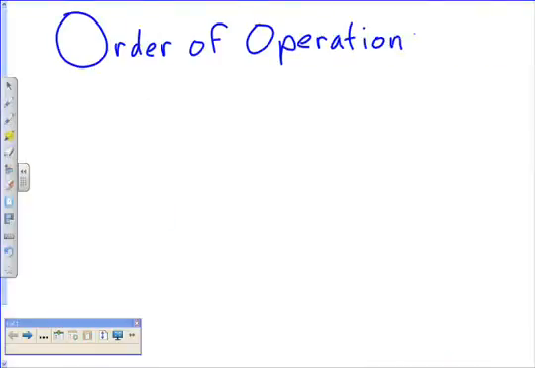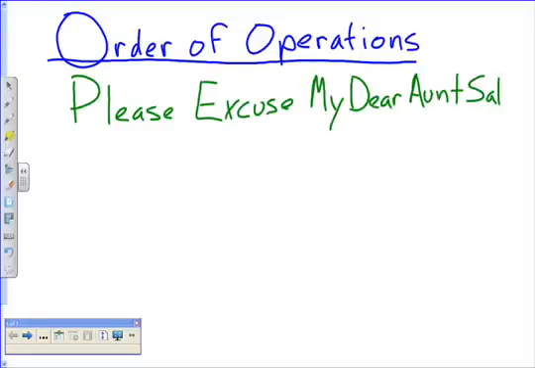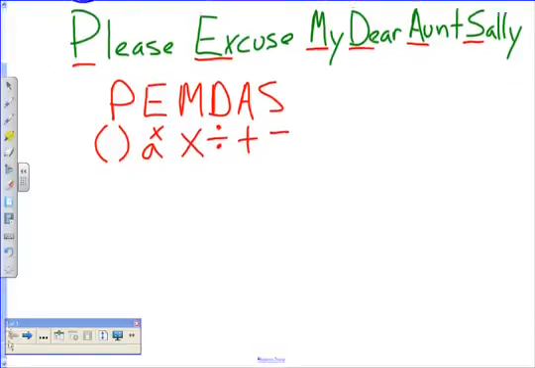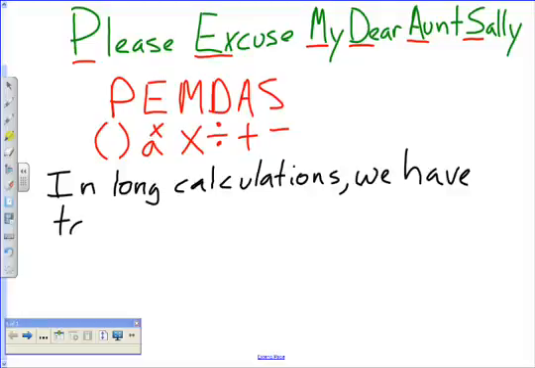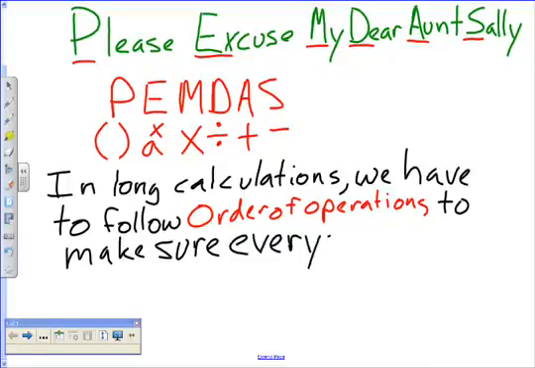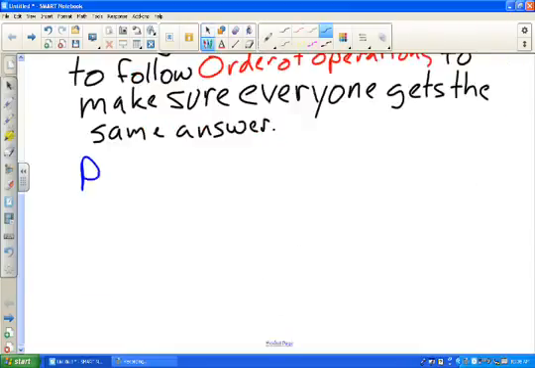Today we're going to talk about order of operations, or another way to remember that is please excuse my dear Aunt Sally. That reminds us of PEMDAS, which is a mnemonic device that helps us remember that we're going to go in order. So in long calculations we have to follow order of operations to make sure that everyone gets the same answer. So what does that mean?